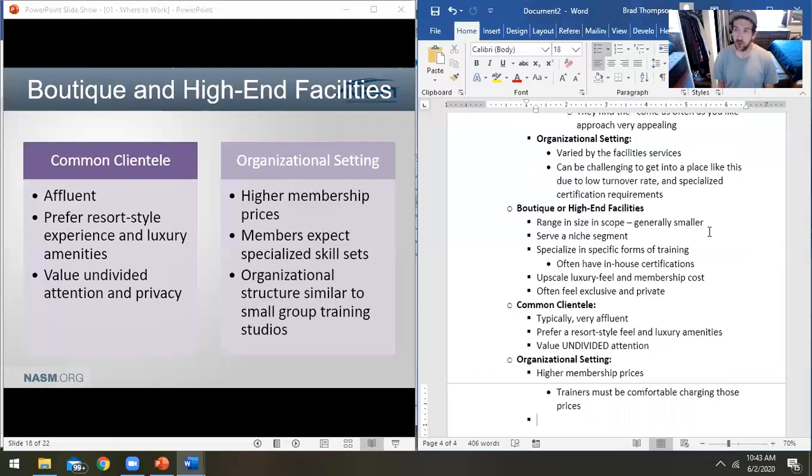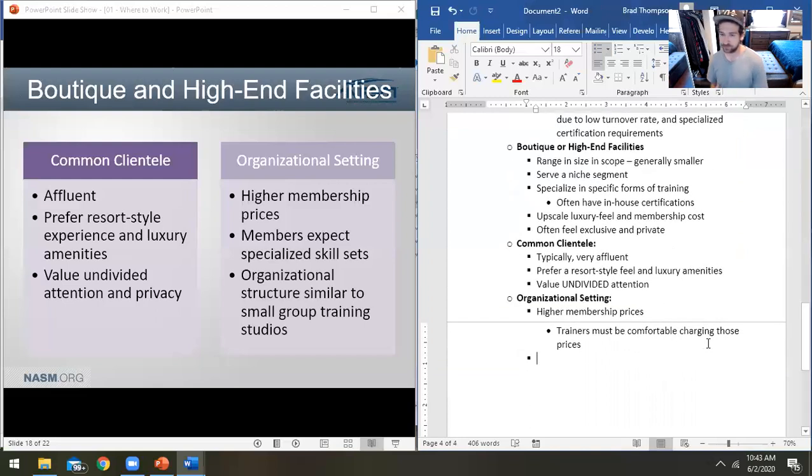You got to be aware, these memberships cost a lot, but trust me, you are worth it. You know what you're talking about. You are more valuable. That's what you're selling. You're selling your value. So members will expect very specialized skill sets, which is good because you have them.